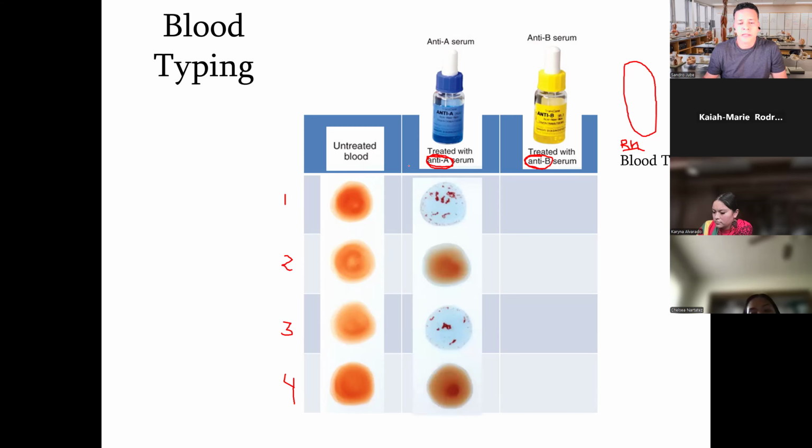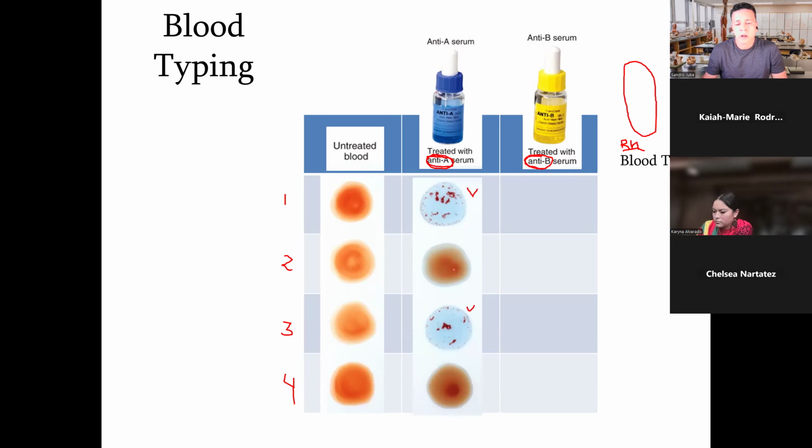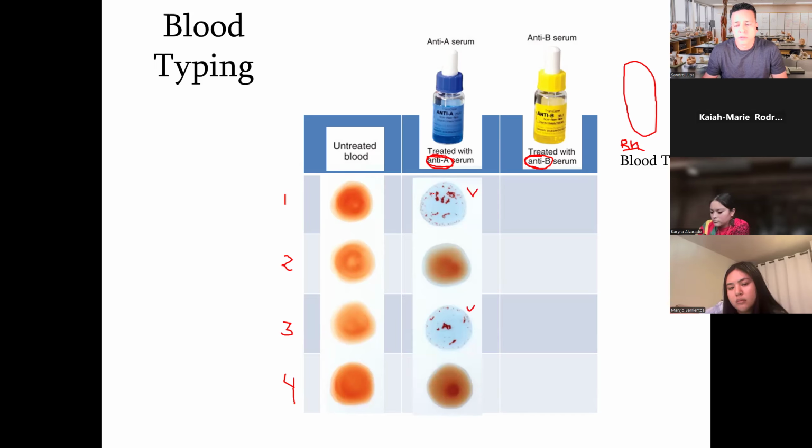So we can see here that individual number 1 and individual number 3, something happened with the red blood cells. All the blood cells got destroyed and now they're all clumped together, guys. But we can see here nothing happened for individuals number 2 and number 4.